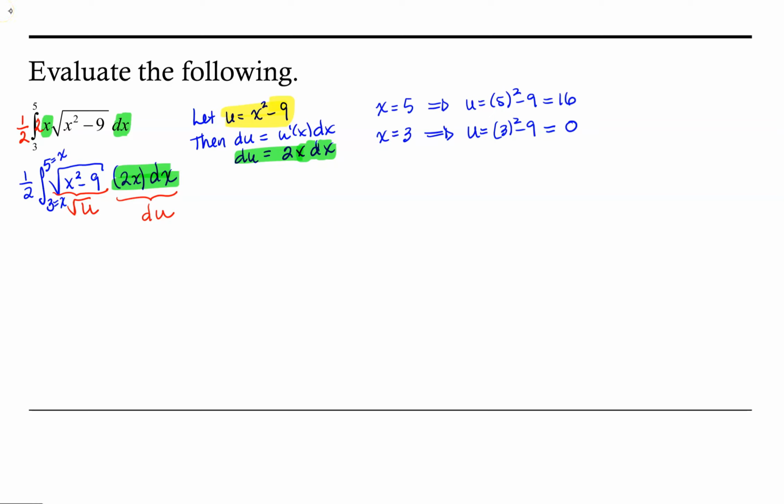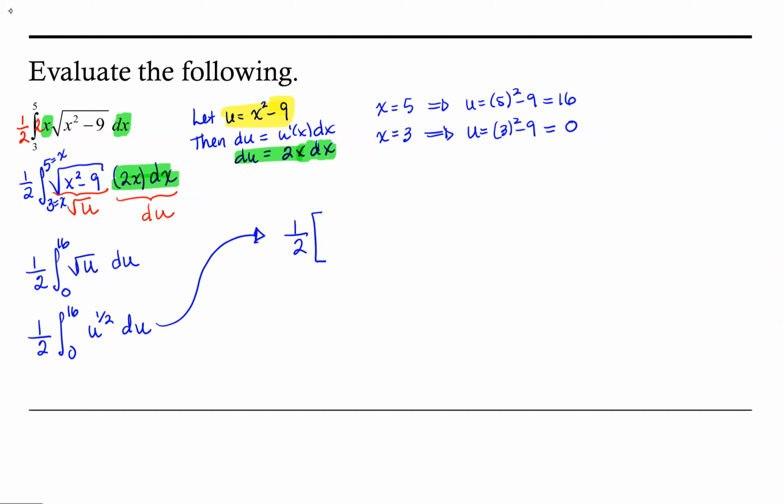So I have an entirely new integral. I have 1/2. My new lower limit of integration is 0. My new upper limit of integration is 16. I have square root of u as my integrand and du as my differential. Almost ready to evaluate that. I'm just going to take the extra step to rewrite my square root of u as u to the 1/2 power. Now that I've done that, we can go ahead and evaluate this integral.